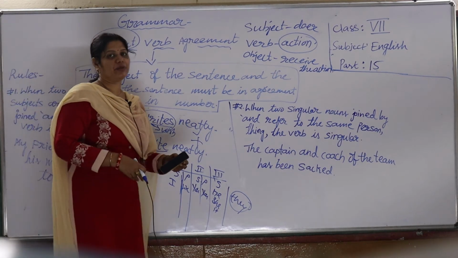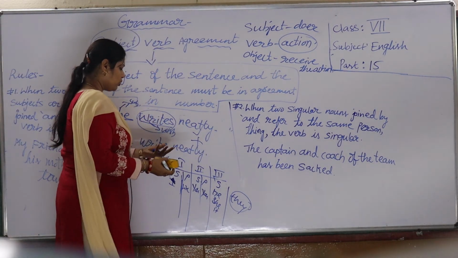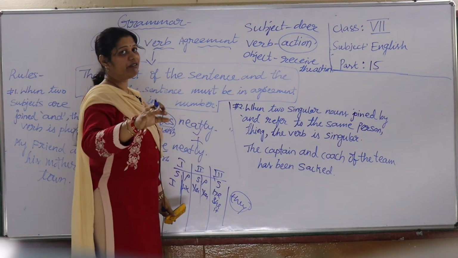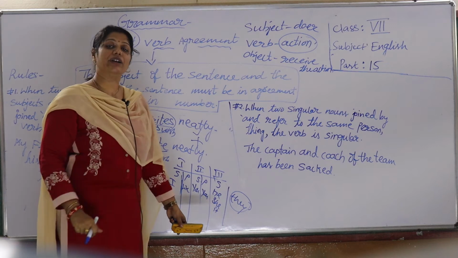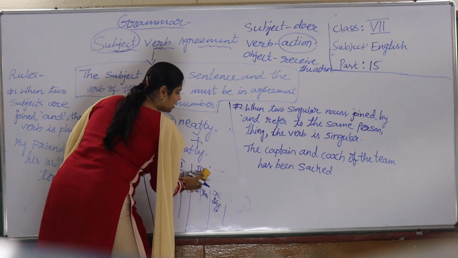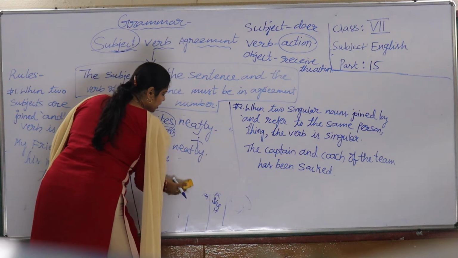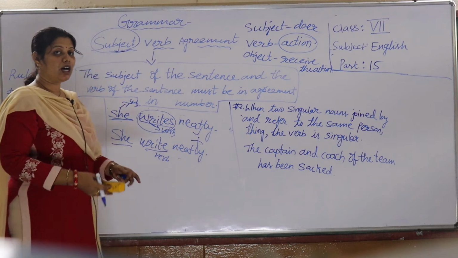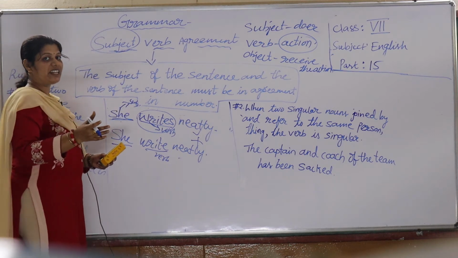Yes children, in our previous video we have seen the persons in English. So how is it? In the English language, what are the third person singular? As I said, children, he, she, it. Third person singular always takes verbs with s and es.